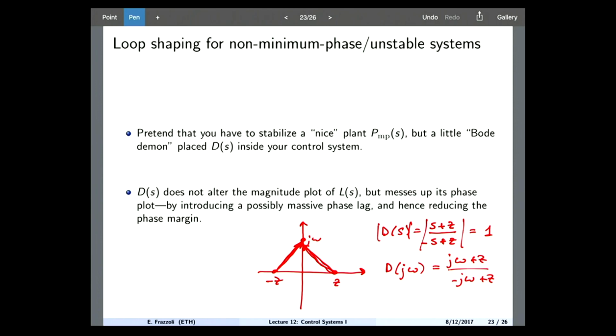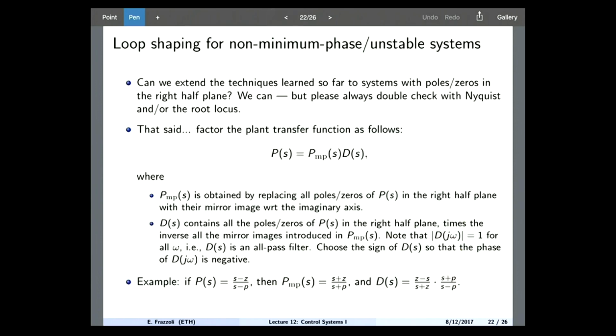Okay? Whenever you see something that has this form, where you have these terms of s plus z over s minus z, s plus p over s minus p, that's actually something that's called an all-pass filter, because it's a filter that has magnitude 1 for all frequencies.